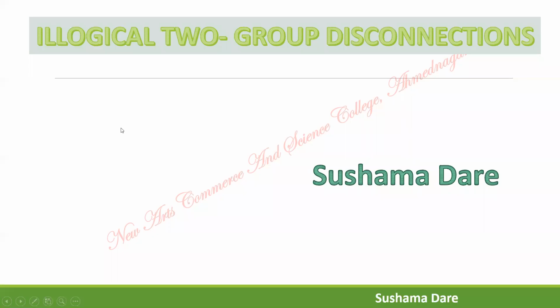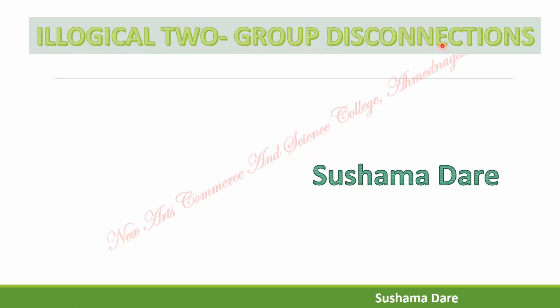Dear students, in continuation with the retrosynthetic approach, today I am going to talk about the illogical two-group disconnections. In previous videos, we discussed the two-group disconnections. In two-group disconnection, we have already completed the 1,3-dioxygenated skeleton and the 1,5-dioxygenated skeleton. Now in this video, I am going to talk about the illogical two-group disconnection.